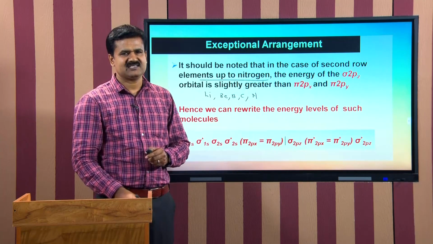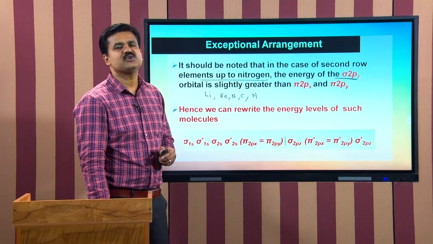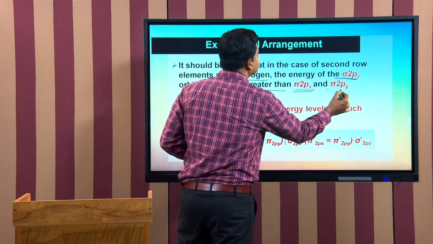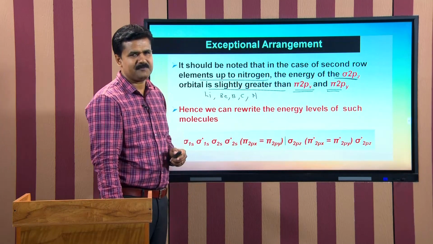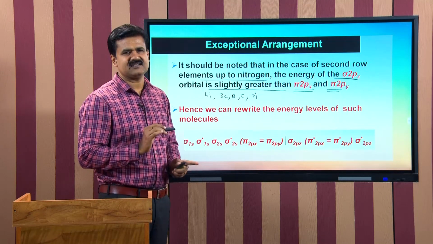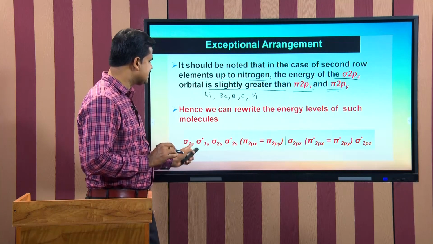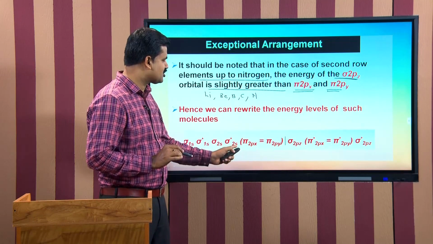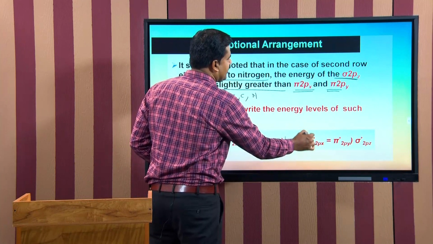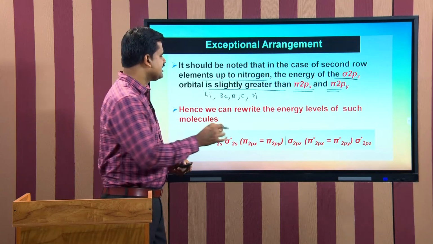For these elements, the energy of the sigma 2pz orbital is slightly higher than the doubly degenerate orbitals pi 2px and pi 2py. This is the slight correction. Hence, we can rewrite the energy levels of these molecules as sigma 1s, sigma star 1s, sigma 2s, sigma star 2s, then pi 2px equal to pi 2py, sigma 2pz, pi star 2px equal to pi star 2py, and sigma star 2pz. So, there is a jump.